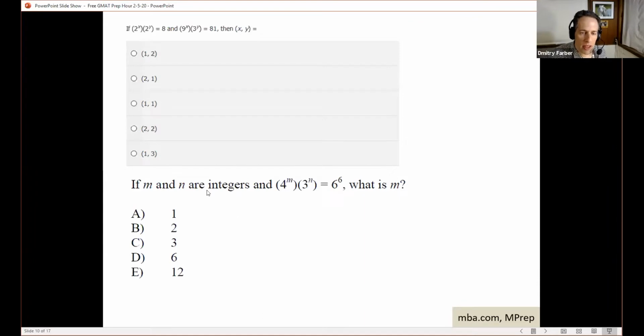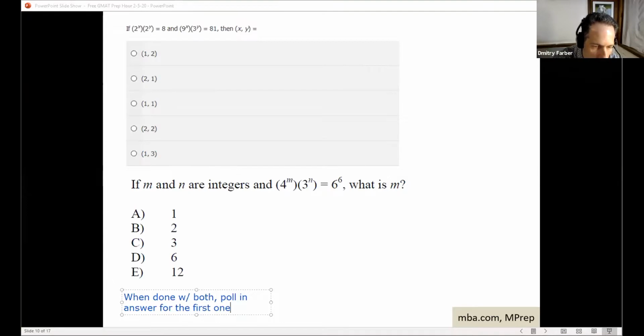But they both work on the theme of, hey, when I have some powers over here and some power that I can express on the other side, how do I match those up? So see if you can play with these. When you're done with both, pull in your answer for the first one. So finish both first, and then pull in your answer for the first one when you have it. So I'll give you a moment to do that.